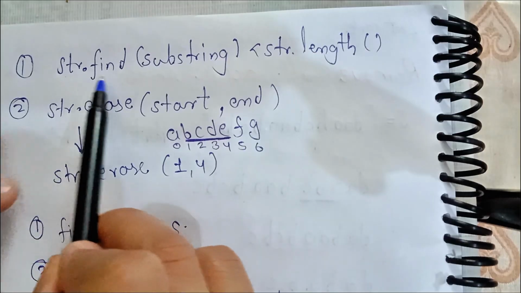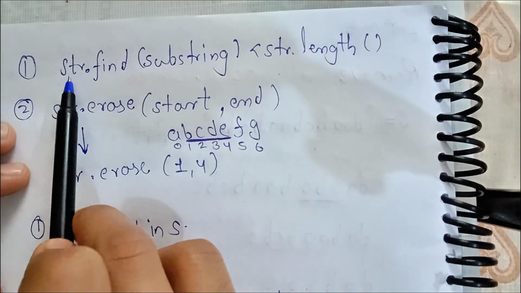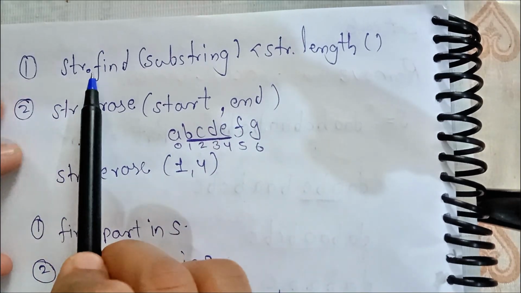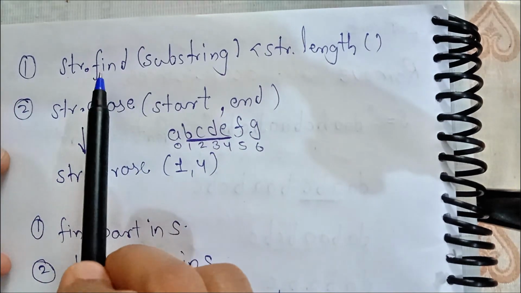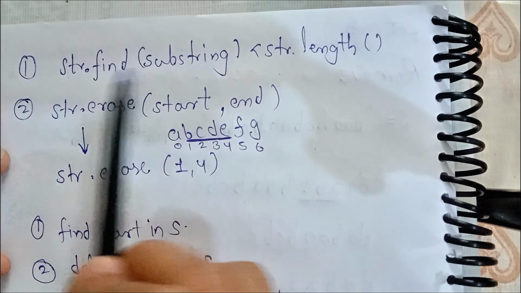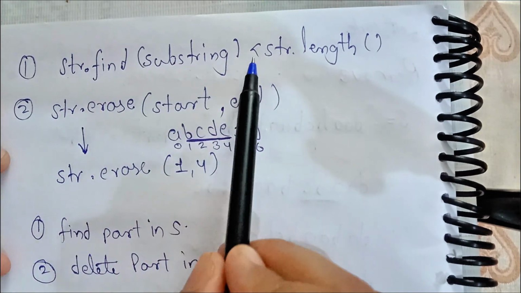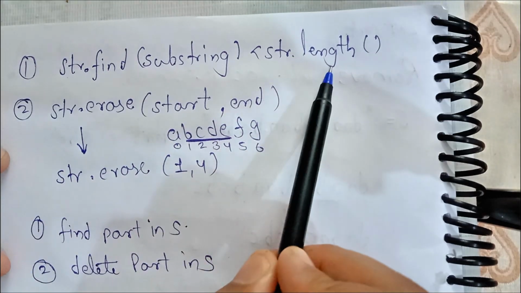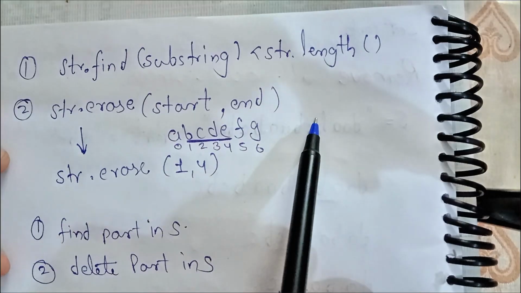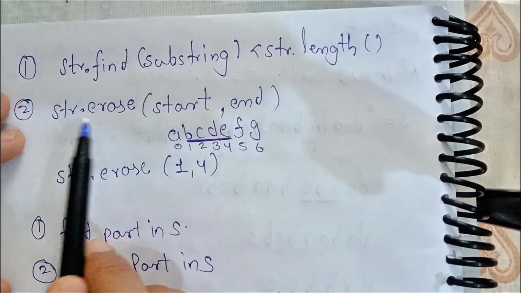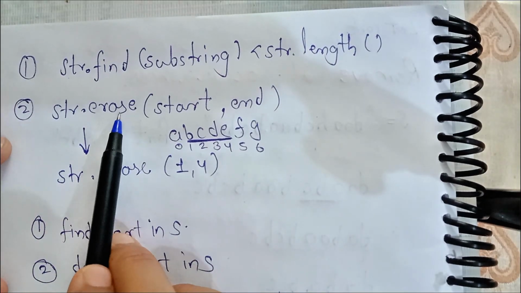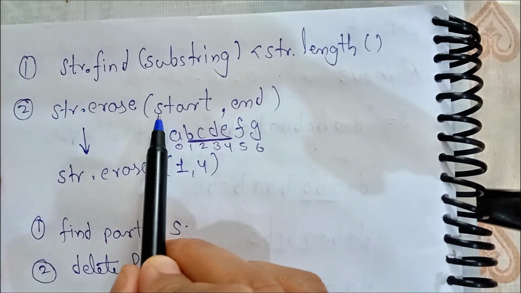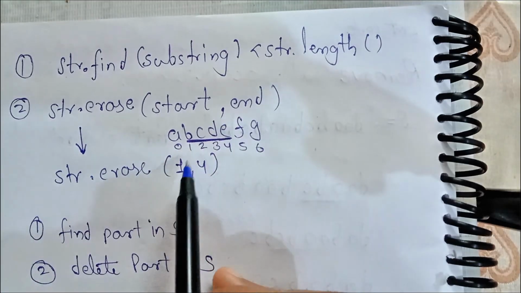So we have already talked about the example. Now we will talk about the functions or libraries we are using in this code. Here we have str.find substring, which means we are finding a substring inside the string, and checking whether the substring length is smaller than the string length. If yes, then we move forward. After that we erase the substring inside the string, so we give the starting point and ending point.